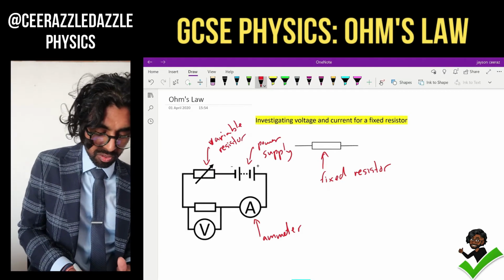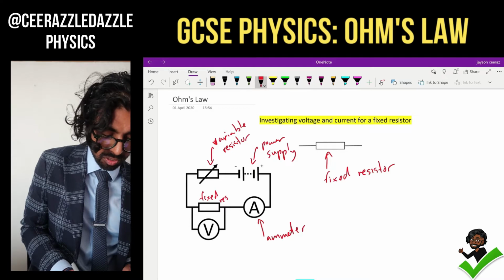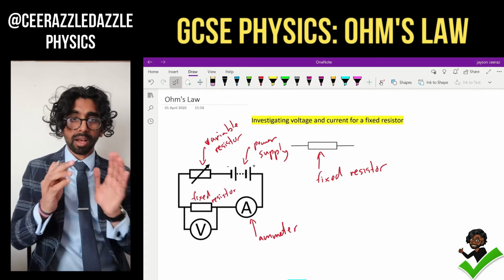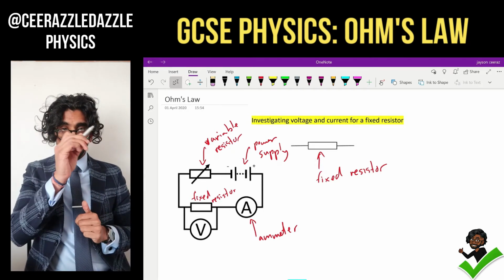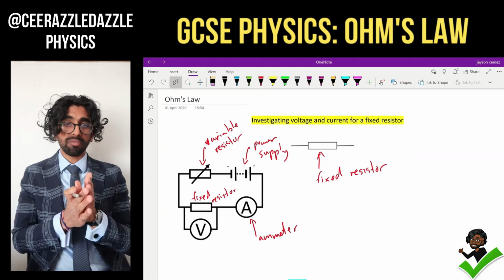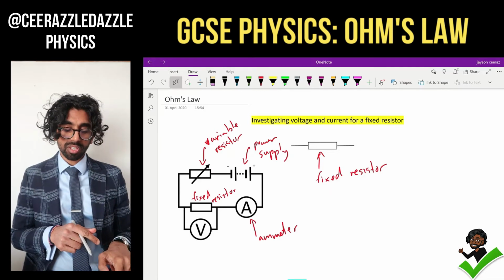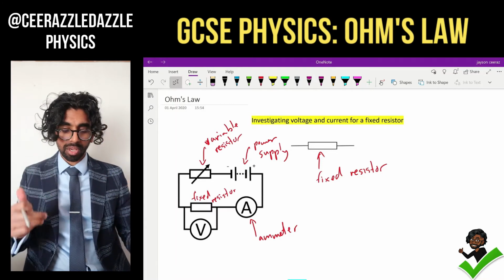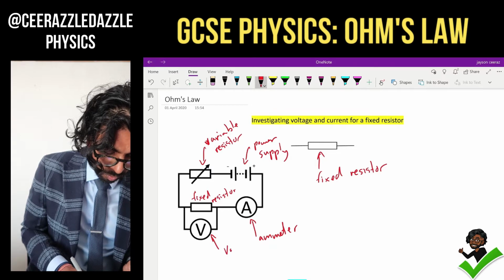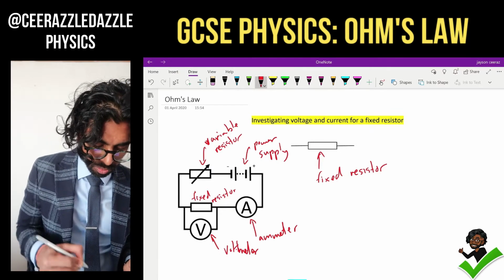And you've got the fixed resistor over here. Okay, so we'll just move it across a bit. Now, to measure the current, obviously the ammeter is placed in series with the fixed resistor. To measure the voltage, I place the voltmeter around the component I'm looking at. Because I'm looking at the fixed resistor, the voltmeter is placed around that component. So here is our voltmeter.